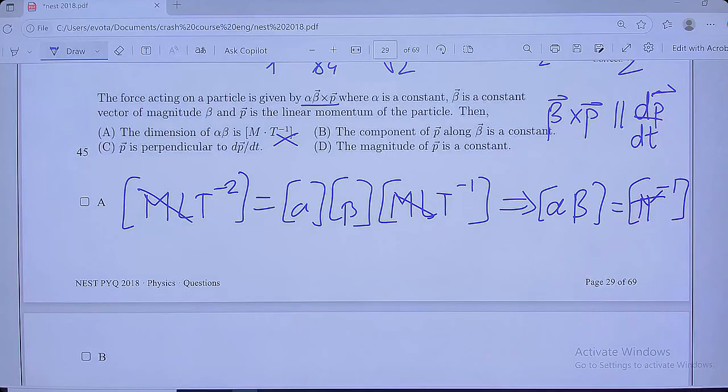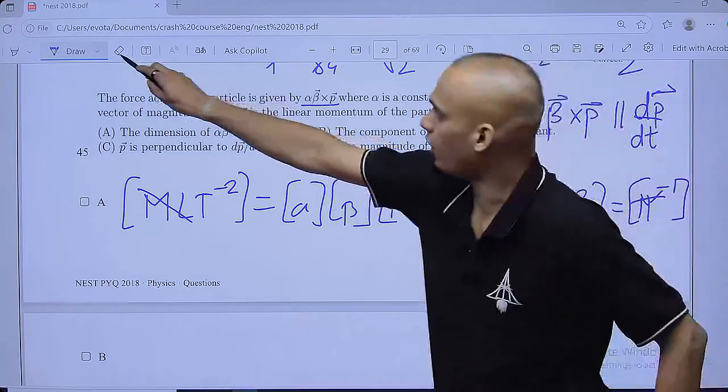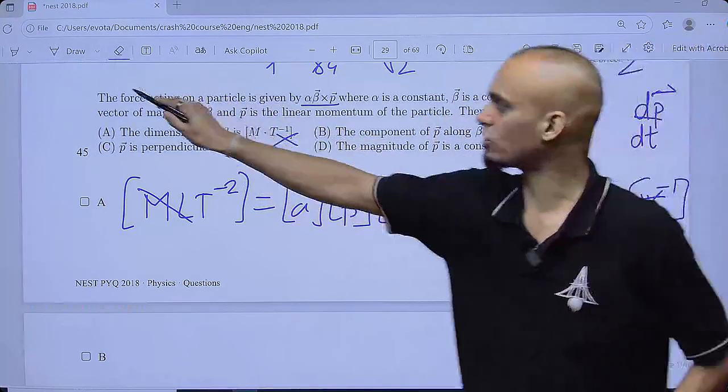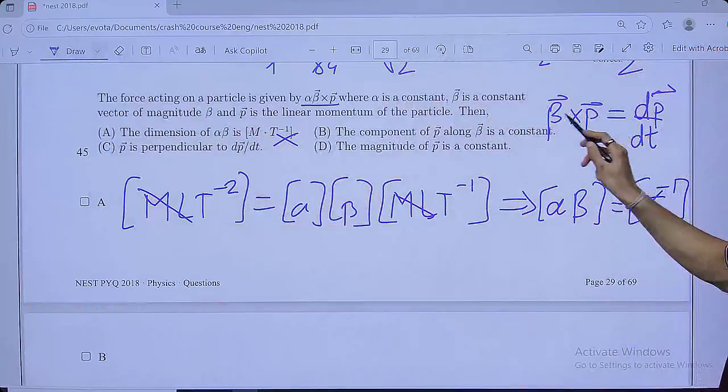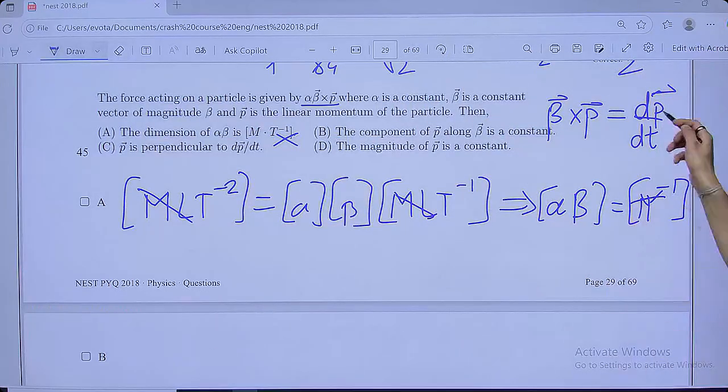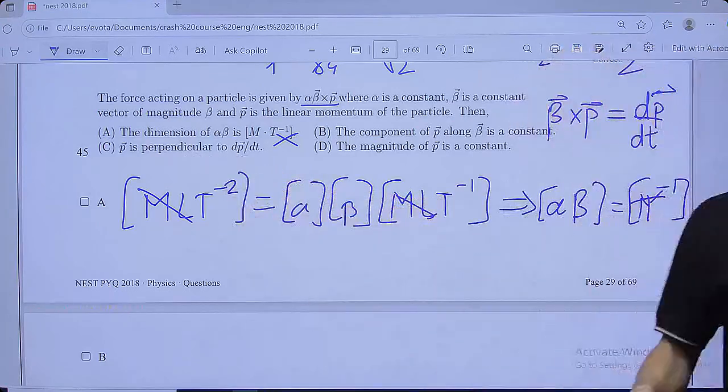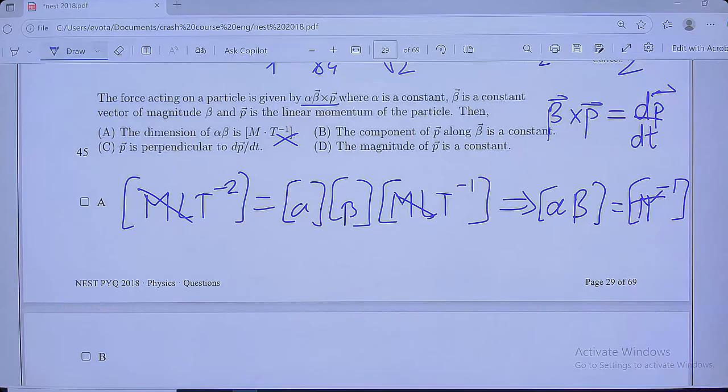P will be perpendicular to dp by dt. Yes, because dp by dt is the resultant of some cross product B and P. Cross product of B and P is the resultant dp by dt. So P has to be perpendicular to dp by dt. Option C is correct over here. Options B and C are correct. Simple, right? All you have to do is check options, literally nothing else. If you can check options quickly, then you can also solve very, very quickly.